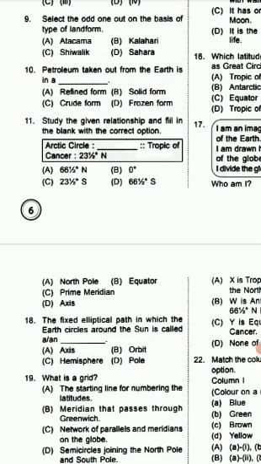Number 18. The fixed elliptical path in which the Earth circles around the Sun is called an dash. A. Axis, B. Orbit, C. Hemisphere, D. Pole. And the correct option is orbit, that is B.